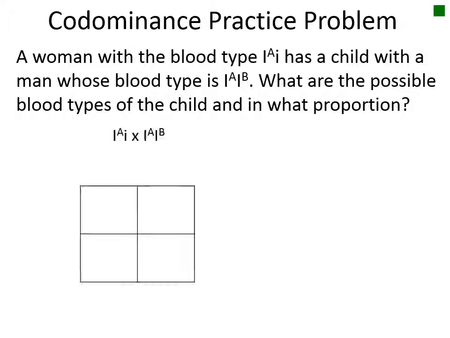First, we will draw our Punnett square and set up our gametes. In this case, the female individual can give an A allele or a recessive I allele, and the male can give an A allele or a B allele. We then fill out the fertilization inside the Punnett square.